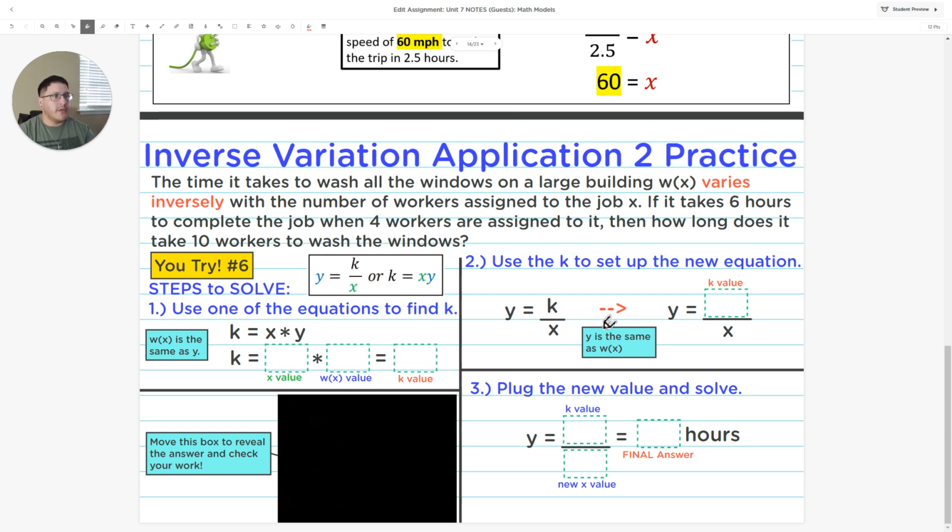So go ahead and pause this video. Try this problem on your own. Move this box to see if you're doing everything correctly. Otherwise, I'm going to continue on and show y'all how to do this.